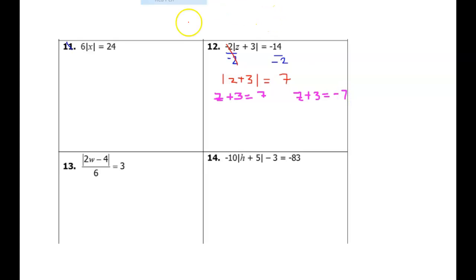Two equations to solve. My first one, on the left side, I'm going to subtract 3 from both sides. I end up with z equals 4. And then on the right side, I'm going to subtract 3 from both sides. I end up with z equals negative 10. My solution set, okay, well, z equals, and then I do a bracket. It's going to equal negative 10 and 4.